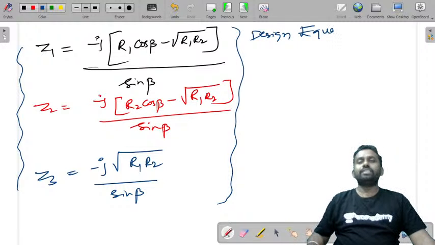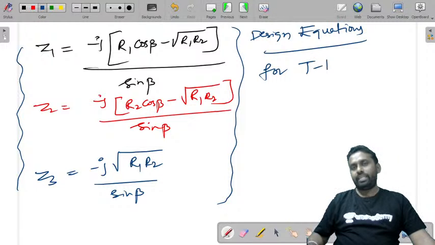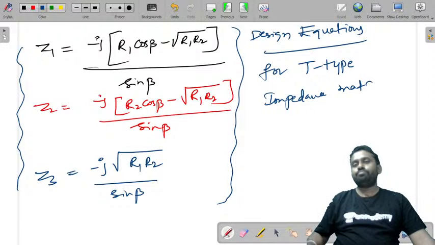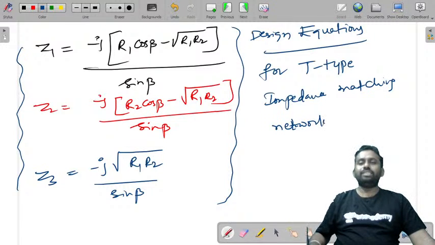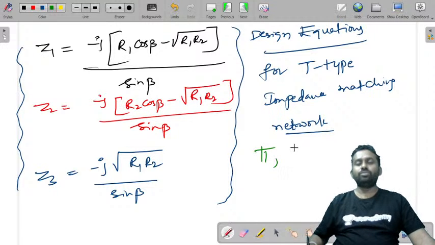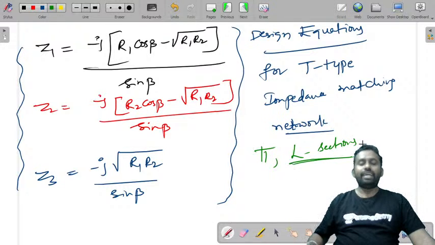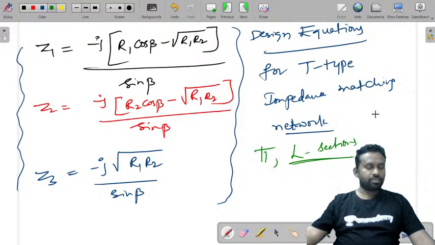These are called the design equations for the T-type impedance matching network. Now let's try to design this. You can also do the same for pi as well as L sections.